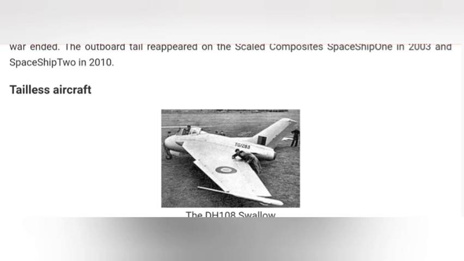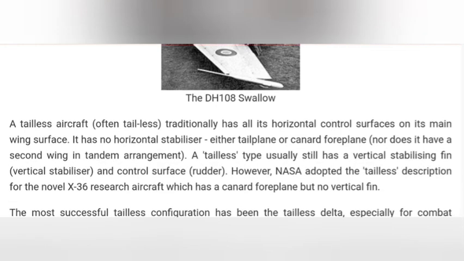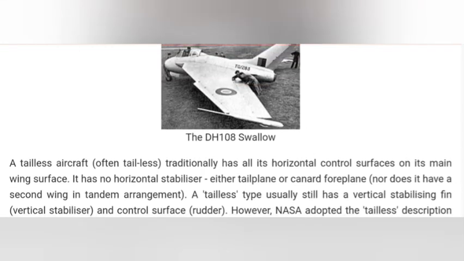Tailless aircraft. The picture is the DH.108 Swallow. A tailless aircraft, often tailless, traditionally has all its horizontal control surfaces on its main wing surface. It has no horizontal stabilizer, either tailplane or canard foreplane, nor does it have a second wing in tandem arrangement. A tailless type usually still has a vertical stabilizing fin, vertical stabilizer and control surface rudder.